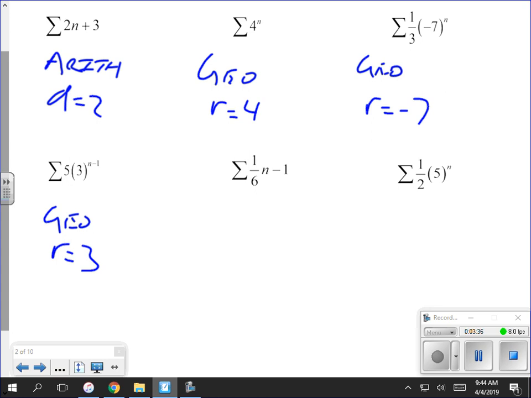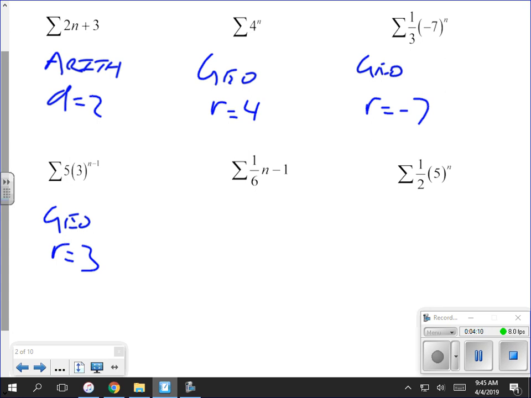Because what am I raising to the nth power? -7. But then don't you multiply that by 1/3? No. It's only the part that I'm raising to the power. Because if you go and look at the formulas, our formulas have a sub 1 times r to the n minus 1. Now, sometimes this can be simplified. For example, in this one the first term and r are both 4. That's why it's not n minus 1 power.